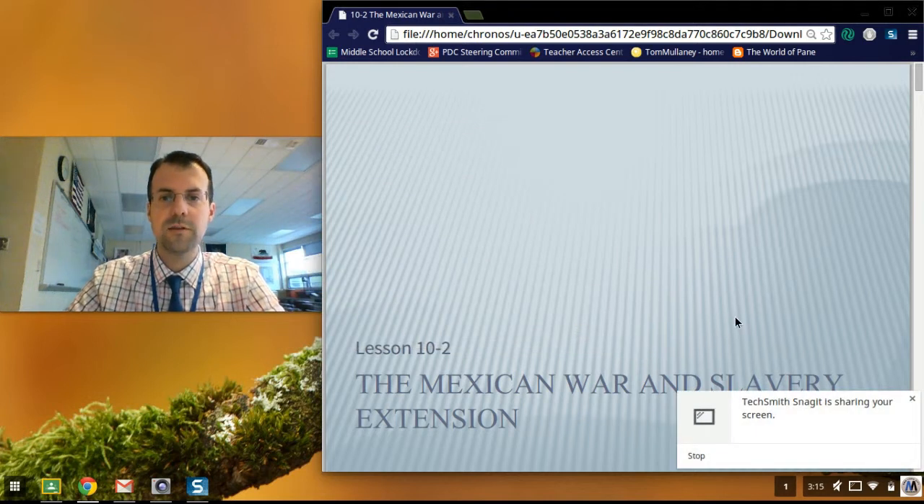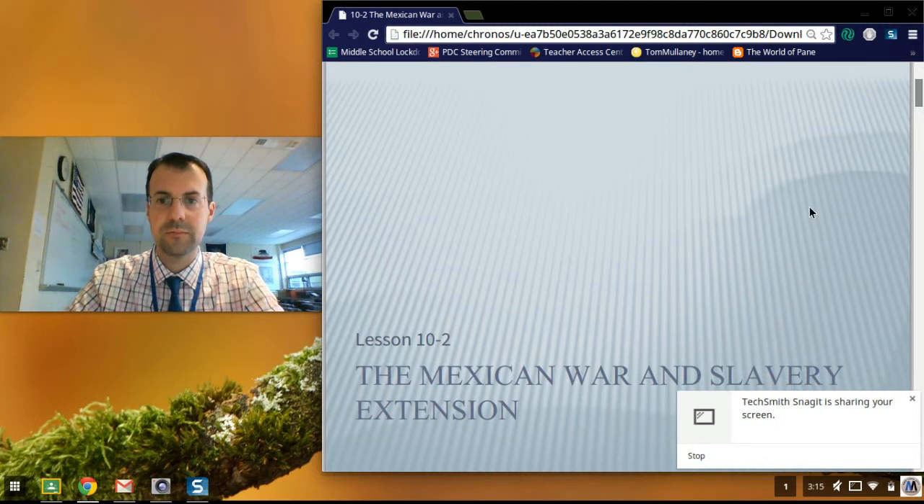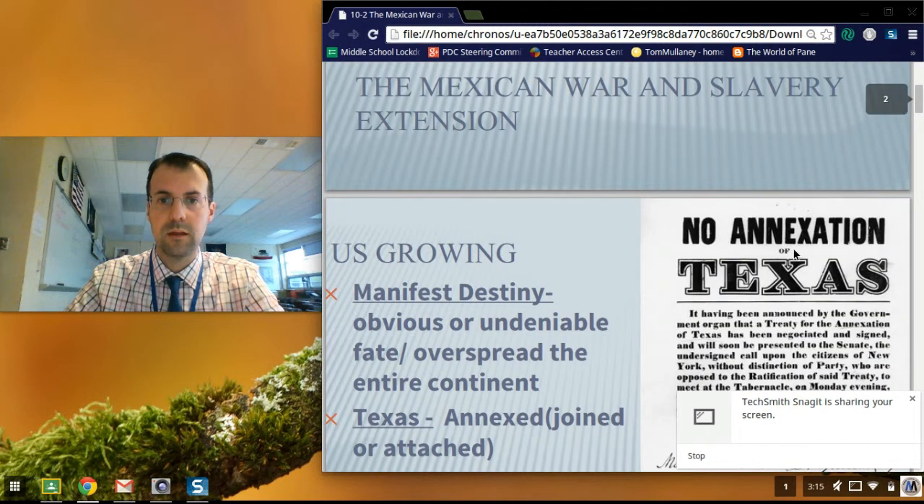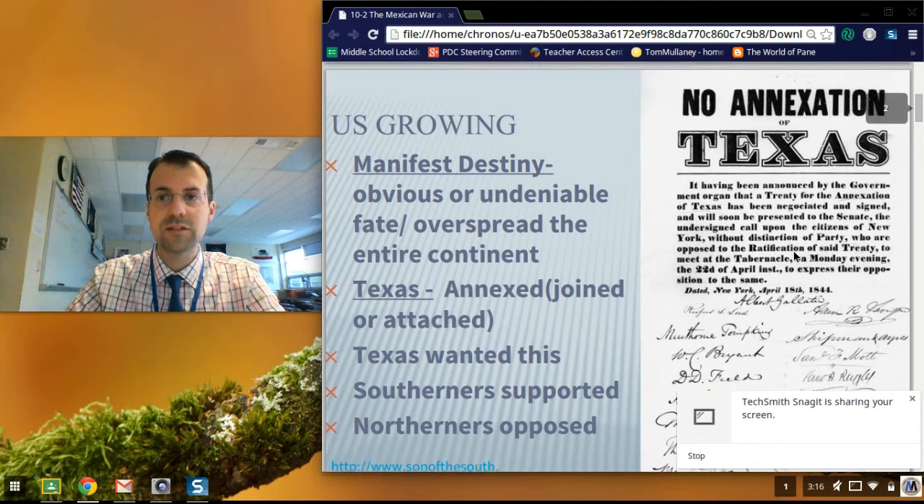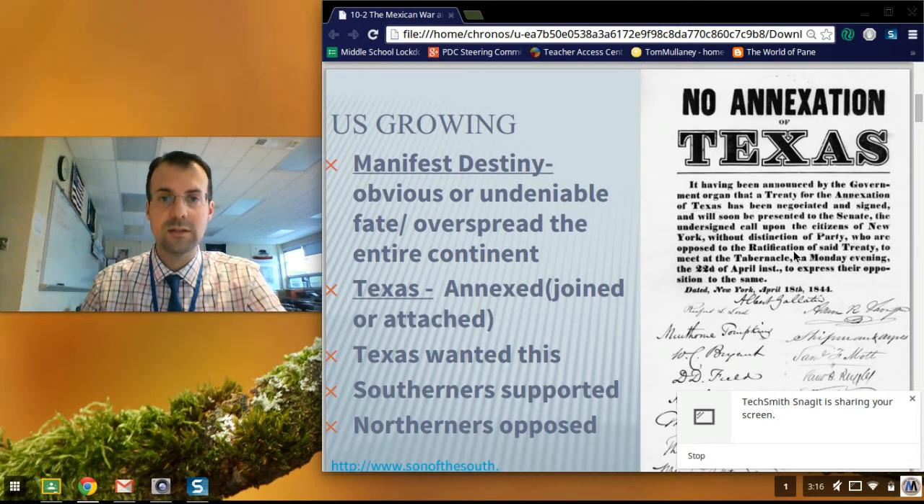This lesson is the Mexican War and slavery extension. The United States is growing, and it starts with Texas. Manifest destiny, very important concept. The textbook definition is that it's the obvious or undeniable fate of the United States to overspread the entire continent, from sea to shining sea, specifically from Atlantic to Pacific.